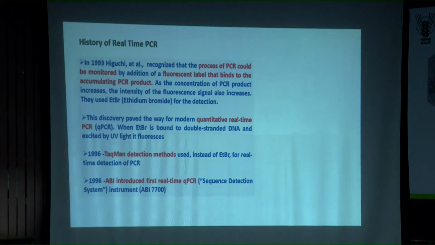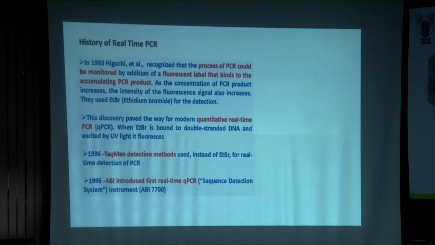1996 is again a landmark year. For the first time, a company came out with a prototype, a machine in which you can perform qPCRs. They called it a sequence detection system, and that instrument is the ABI 7700. It's a very, very famous qPCR machine, right?